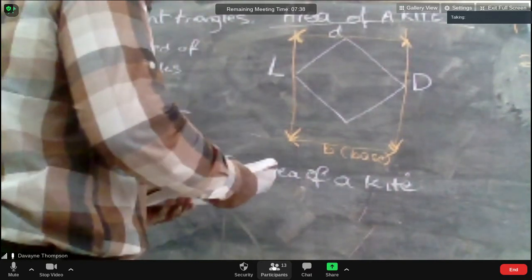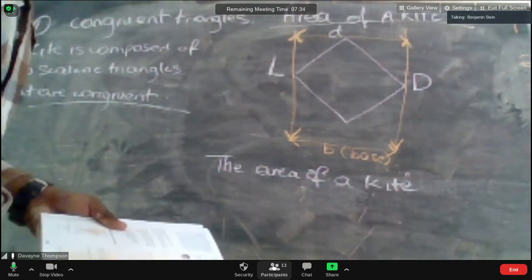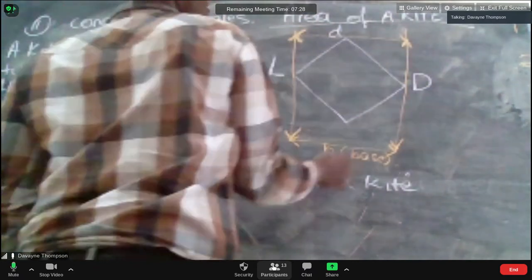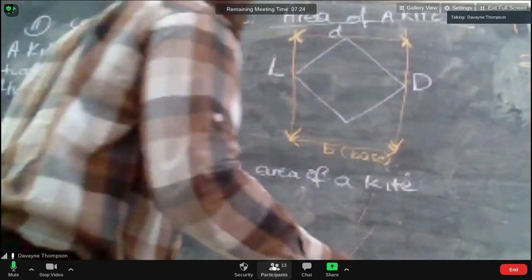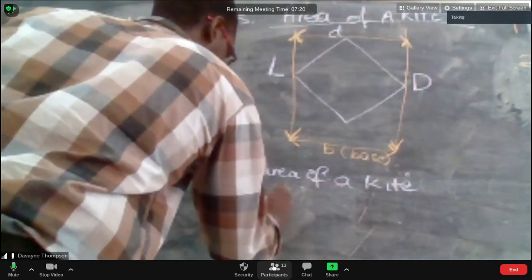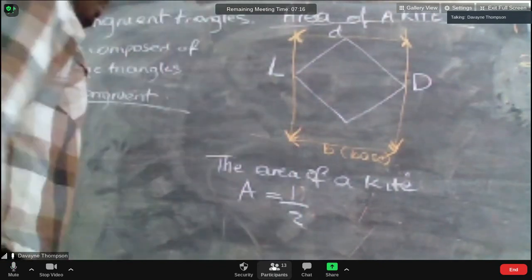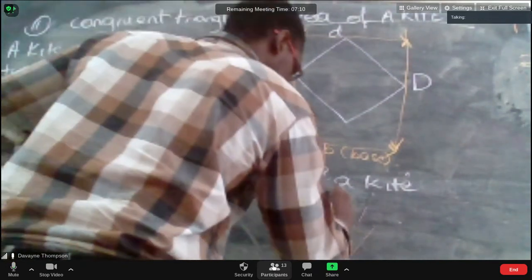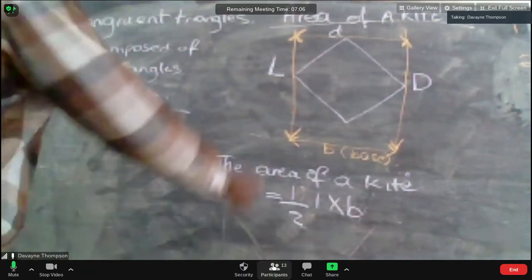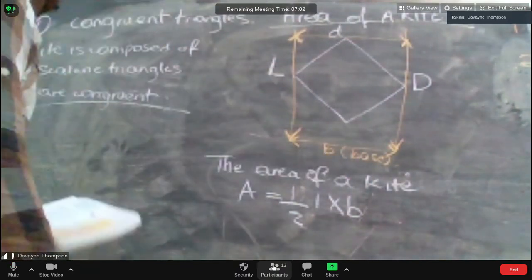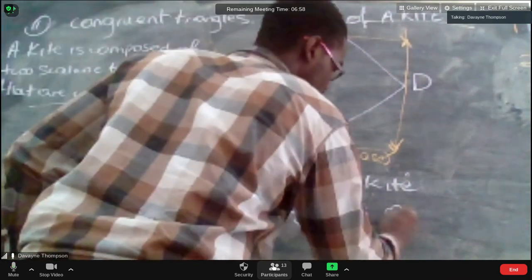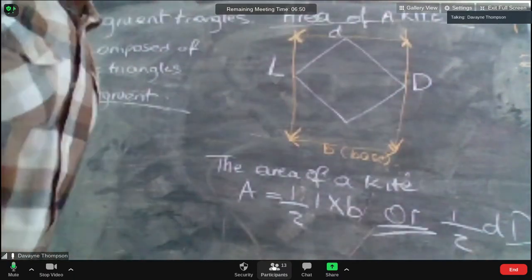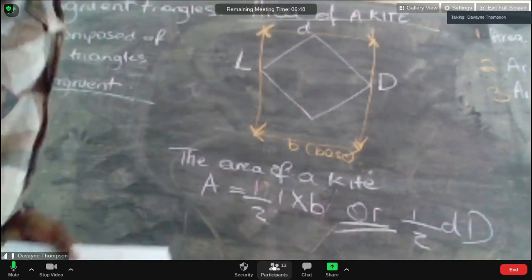Should we redraw ours as well? You don't have to, but let's make sure you have this on top of it. The area of a kite is given by the formula A equals a half L times B. Where would L be? Here times here. Or a half, comma, D times capital D. Any of these two.